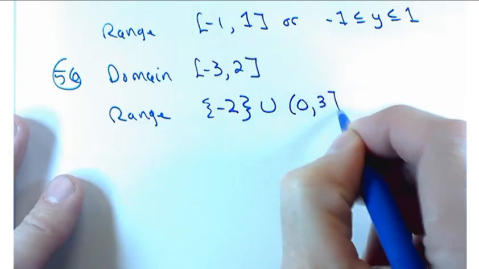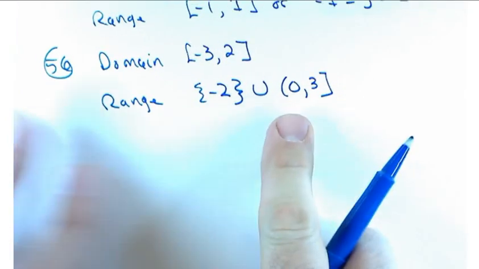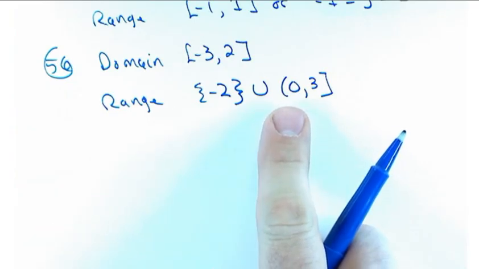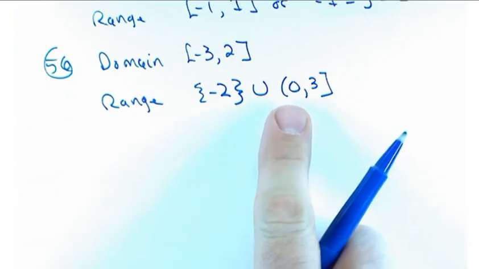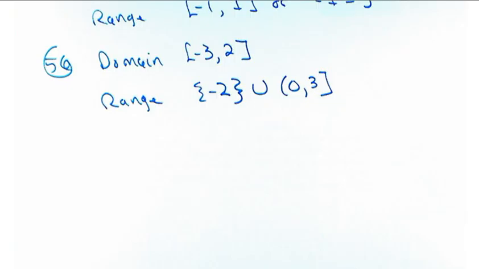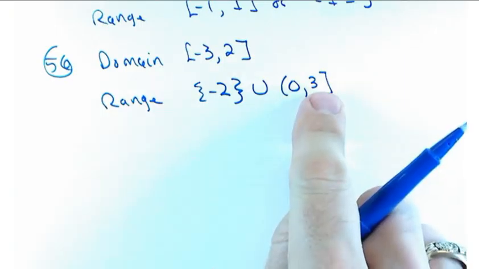Now a little bit of comment here on the 0. I wrote a parenthesis around the 0. How come I wrote the parenthesis there? We're not including the 0, right? Because x or y equals 0 is not part of the graph. But we can include things at 3 because there's a solid dot on the graph at 3.